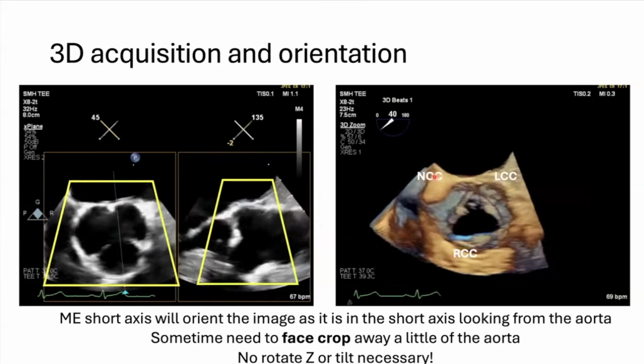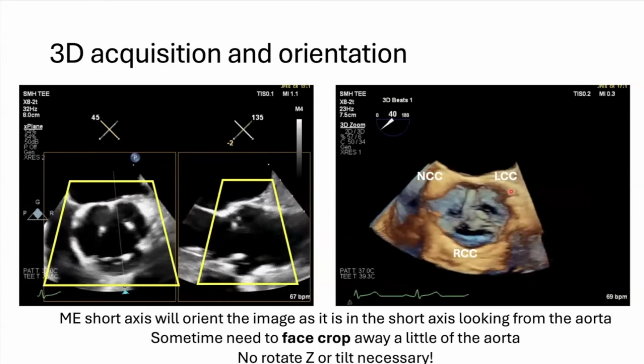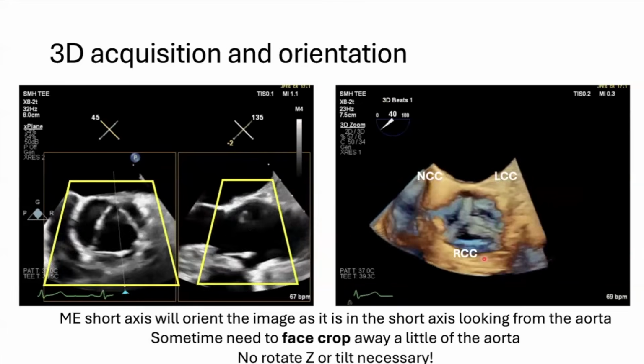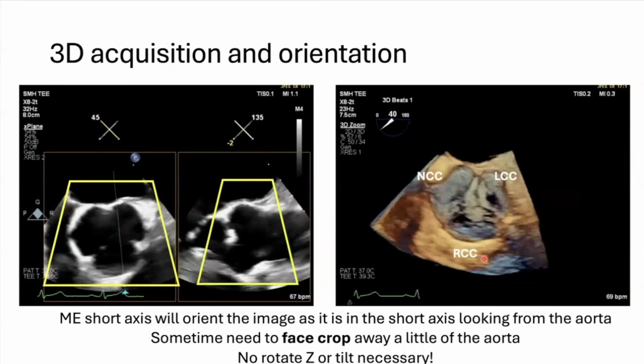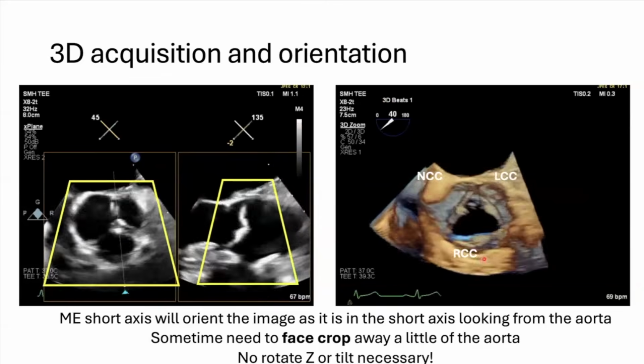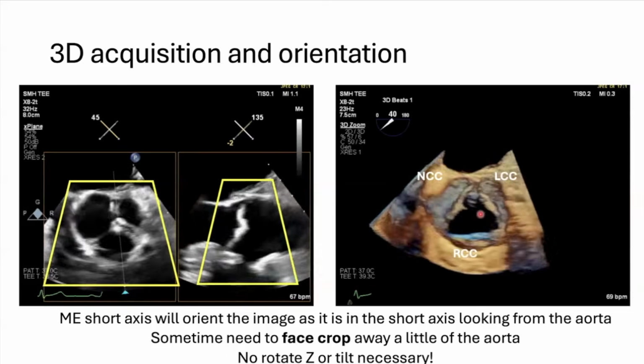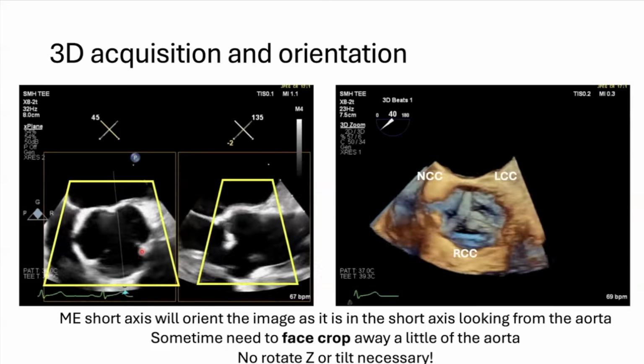And I find that very helpful, with your non at 10, your left at 2, and then your right at 6. Often you don't have to do any real trackball work. There's just some face cropping to get rid of a little bit of the aorta so that you can see your leaflets better. But there's not much manipulation once you acquire it from the short axis. So I find that helpful.